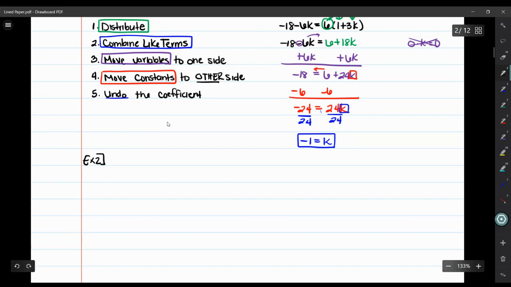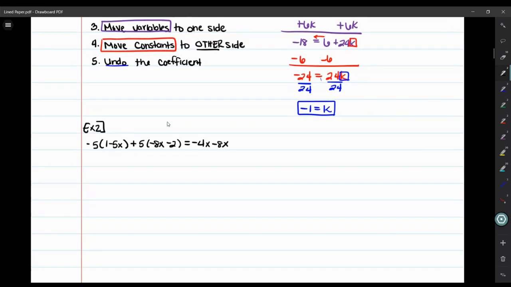We're going to solve negative 5 parentheses 1 minus 5x plus 5 times negative 8x minus 2 equals negative 4x minus 8x. Okay, so first step 1 is to distribute. So we have two distributions here. We have negative 5 to distribute, but we also have a positive 5 to distribute.